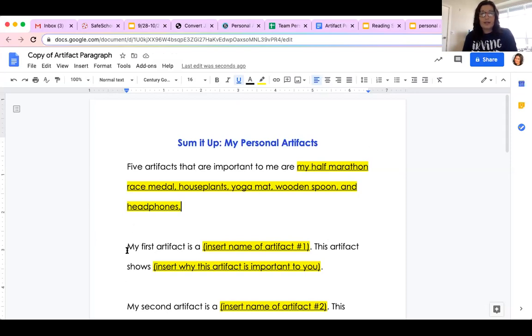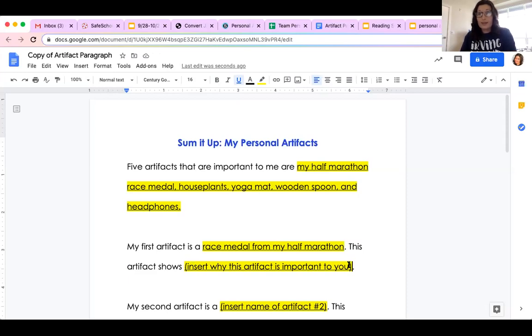Now, the next section says, my first artifact is a, and then insert name of artifact 1. My first artifact is my race medal, so I will delete this portion right here and instead type in my first artifact is a race medal from my half marathon. This artifact shows, insert why this artifact is important to you.